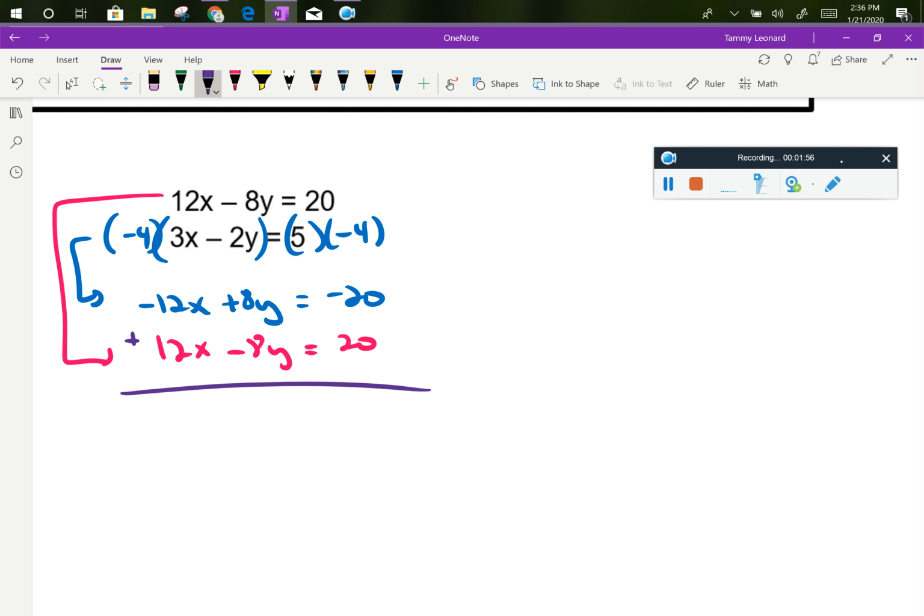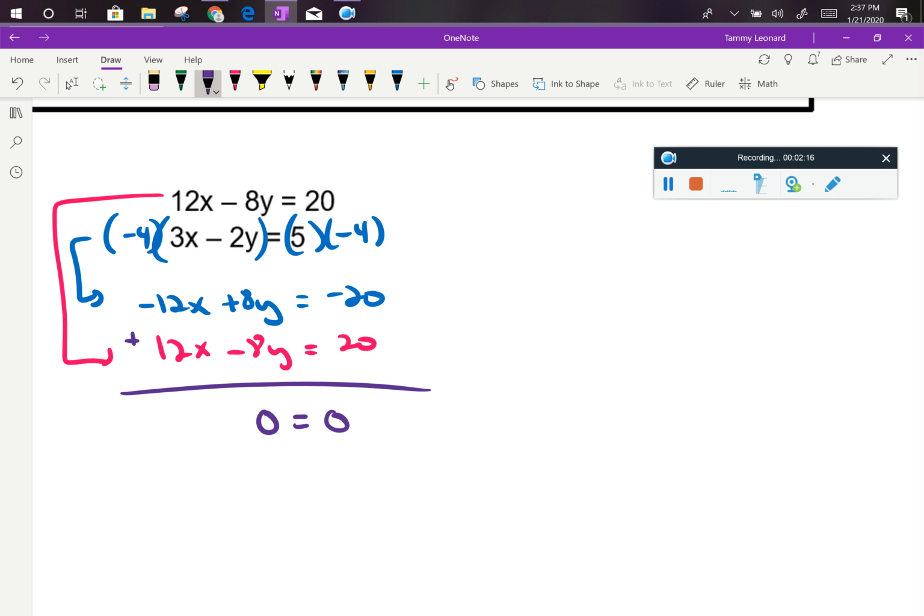Well, negative 12x plus 12x is 0. I don't really need to write that because I'm going to look at the y's. But then I notice that 8y plus negative 8y also equals 0. So I've got to write 0 because that's got to hold that side. Negative 20 plus 20 is also 0. So there's a lot of 0 going on in here.